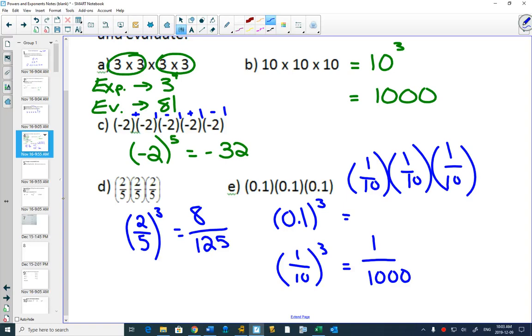So what's really neat about the units that we're doing is our very first unit of the year was fractions, lots of fraction stuff. We changed fractions to decimals and decimals to fractions.